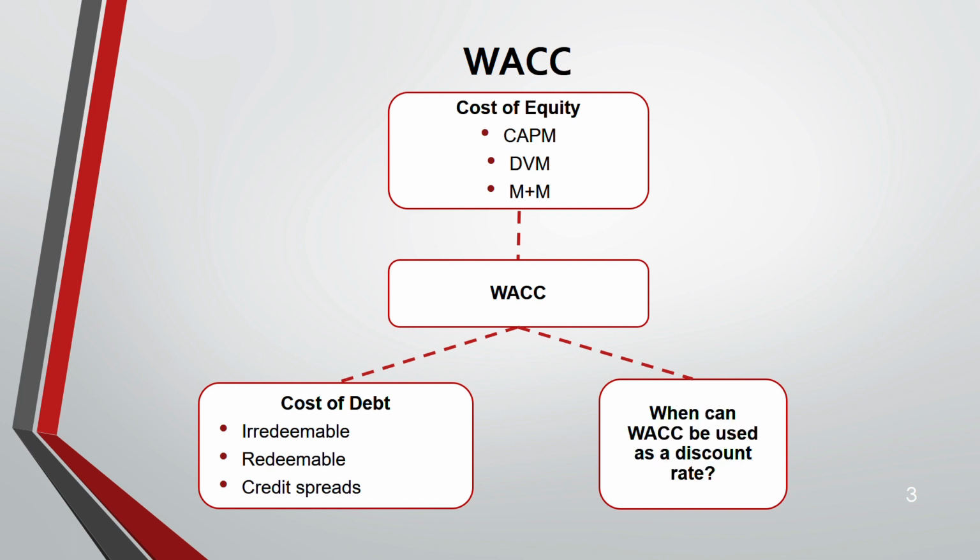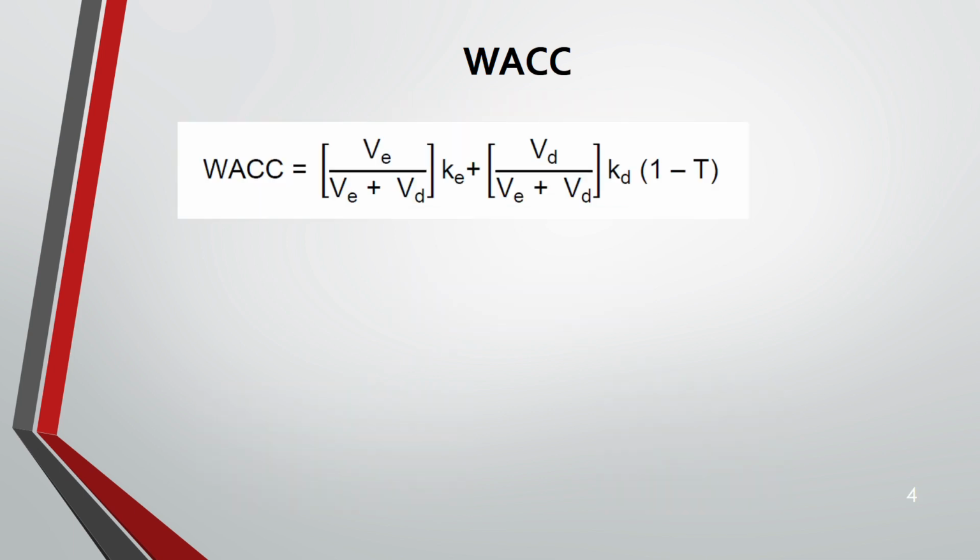And WACC. When can WACC be used as a discount rate? These are the 3 areas we are going to cover. Cost of equity, cost of debt, WACC. So starting with WACC, this is the formula for WACC. It will be given to you in your formula sheet. Okay, but you need to understand what are the components, how it is made up of. Just seeing like this is not enough until you put numbers in it and calculate on your own.